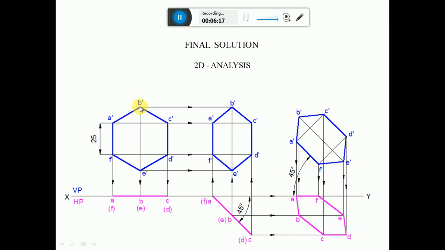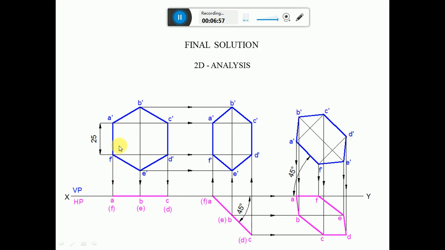Then with B dash as center, using the compass with a radius of 25, cut an arc on the left side, and using the same point cut an arc on the right side of the circumference of the circle. Similarly, with E dash as center, with the same radius of 25, cut an arc on this side and also on this side, so that you get these points F dash and D dash, and mark them. Then join A dash to B dash, B dash to C dash, C dash to D dash, D dash to E dash, E dash to F dash, and F dash to A dash with a dark line. This is how we draw the hexagon with one of the sides perpendicular to HP.